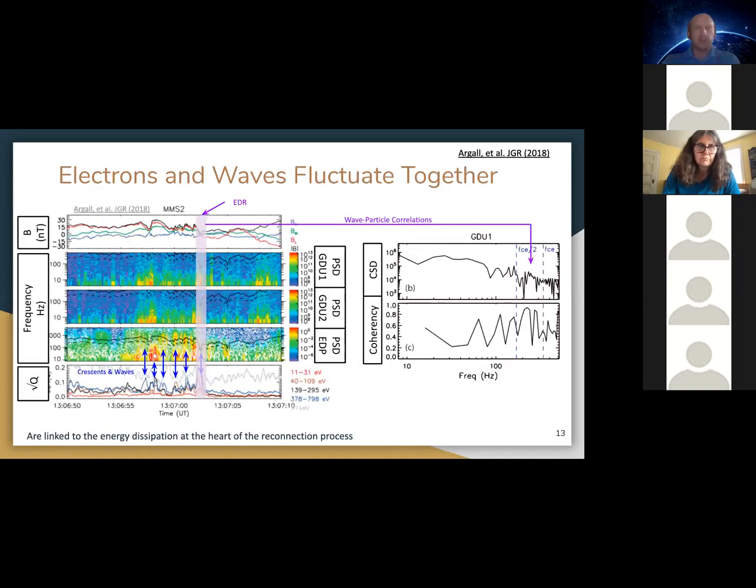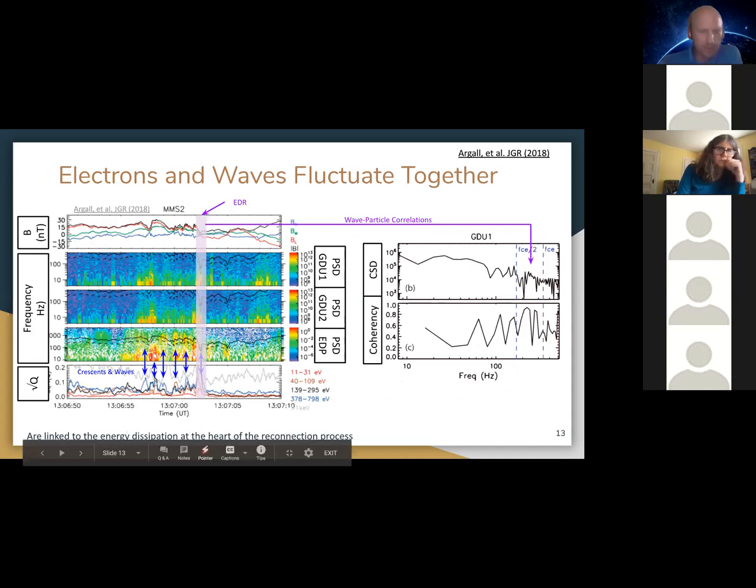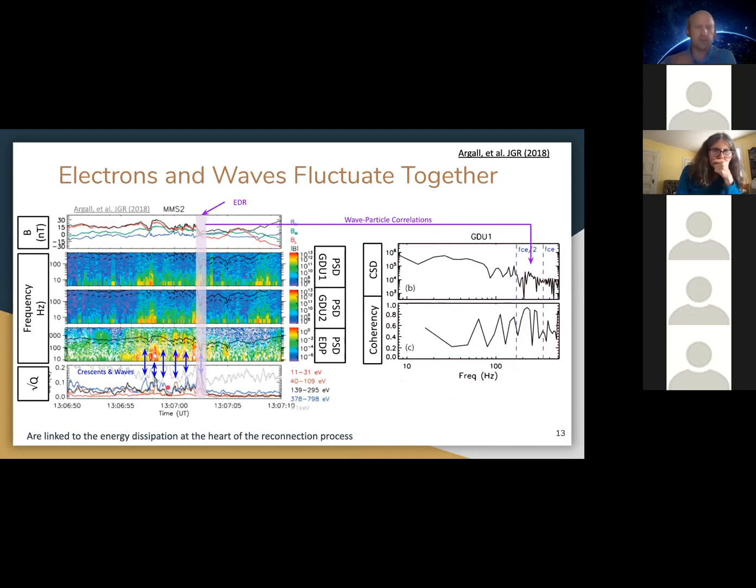Another aspect of this research is enabled by the very high time resolution that EDI provides. This panel down here basically is an indicator of where we find crescent distributions. If you see a peak in the curve here, it means we have a crescent distribution. The region with crescents is correlated with wave activity in the electric field. So the processes within the reconnection region that create crescent distributions are also a means of energy conversion.